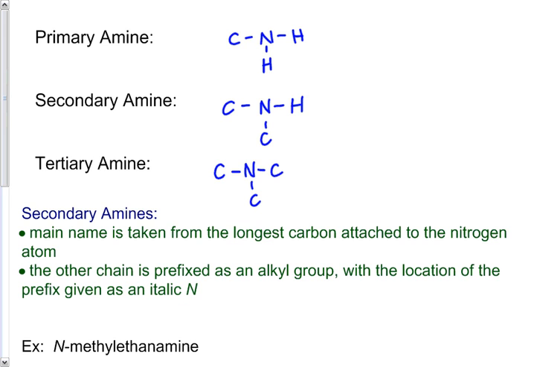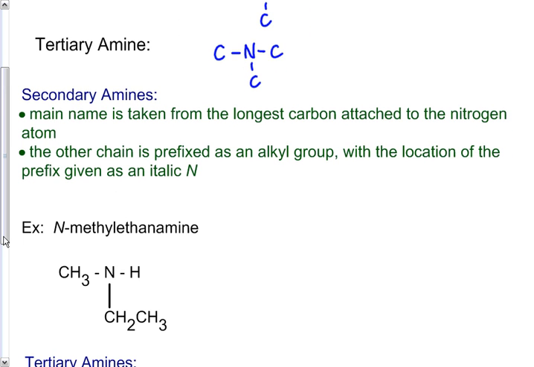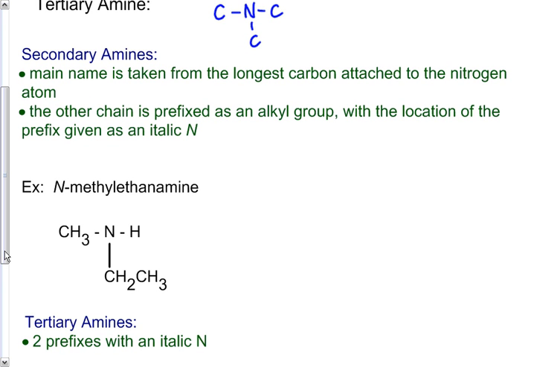Now, for a secondary amine, to name that, the main name is taken from the longest carbon chain. So you're going to look at those carbon chains, and that is what you're going to name the parent as. The other one would be prefixed as you would a normal methyl or ethyl group, depending on what it is. So for example, on this example here, the longest chain is the 2 C's. This is an attachment. So this is going to have the base name ethane, but we're going to change it to ethanamine because it's an amine. The attachment is the N-methyl. You don't say a number because it's attached to the N. So we say N-methyl ethanamine.